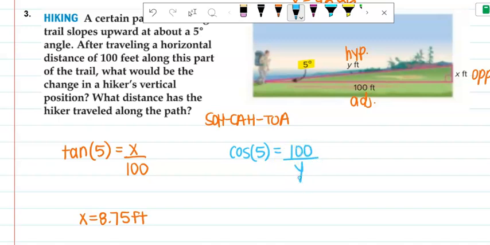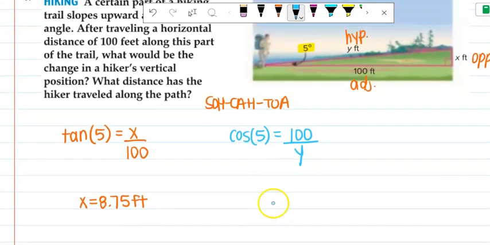So why don't you pause the video, and if you haven't already, finish this tangent one here. And then this one ends up being 100.38 feet. So why don't you go ahead, pause those, and make sure you get the right answer.